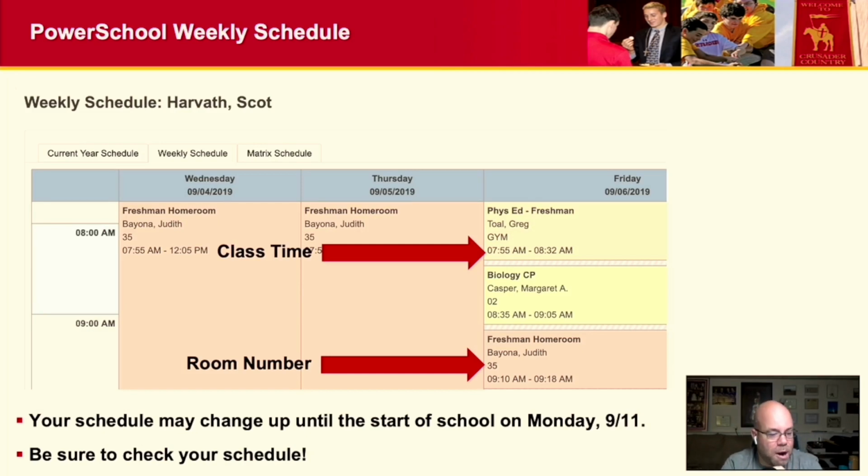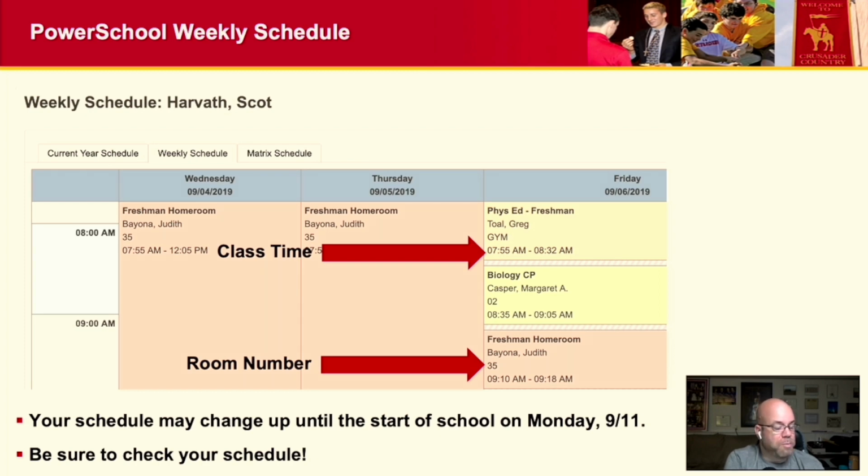When you also see PowerSchool, you'll see a weekly bell schedule, which I kind of like a little bit. It's easier than the matrix schedule because it will show you here's the day and here's what your classes are, and the times and the rooms. This particular bell schedule shows a first period class of phys ed in the gym from 7:55 to 8:32, and then the second class is biology in room 2 from 8:35 to 9:05.